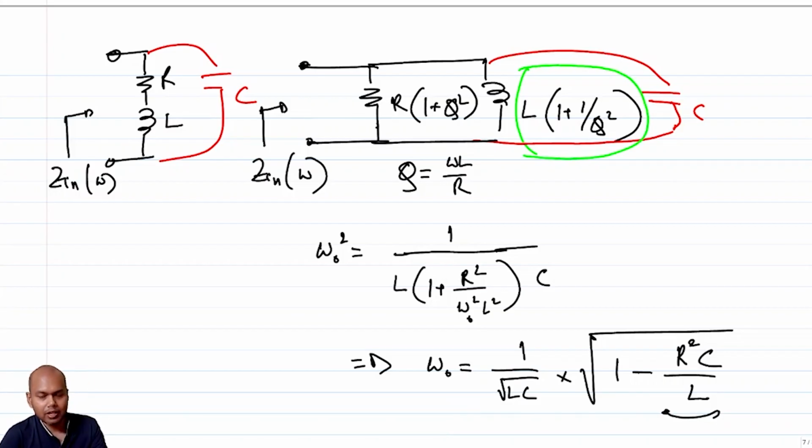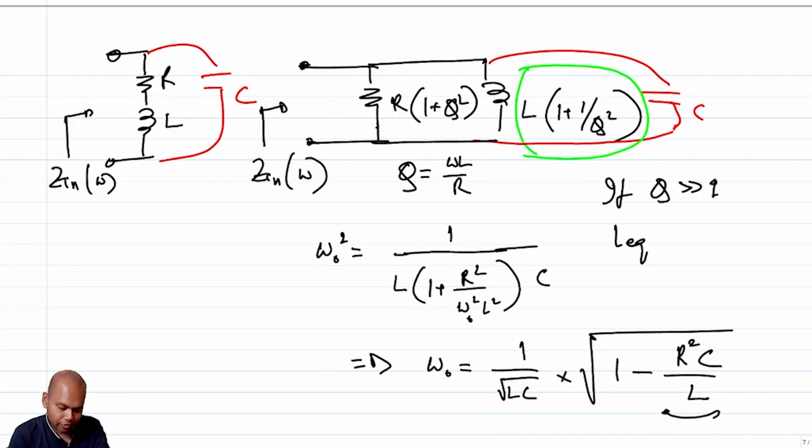If Q is much greater than 1, then this effective L equivalent is almost equal to L. So in that case, there is no frequency shift. Ultimately, the goal is to make a very good inductor, so we would like Q to be much greater than 1. Which essentially means that in most cases you would be fine assuming that there is no resonant frequency shift. So that is number one.